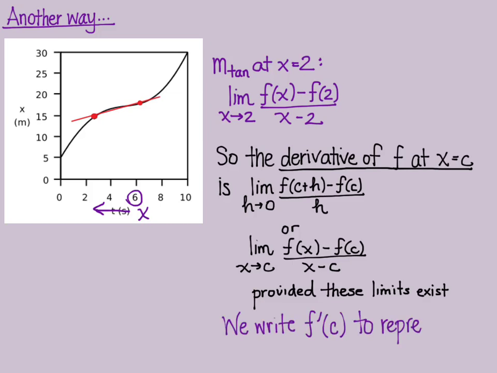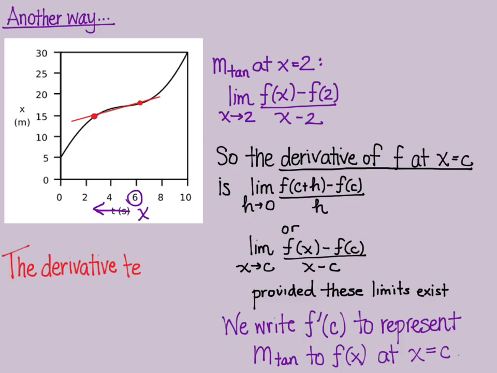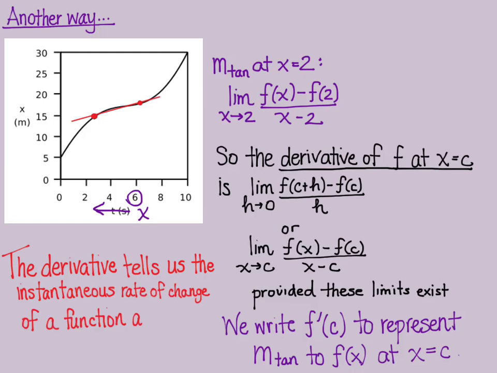We write f prime of c to represent the slope of the tangent line to f of x at x equals c. F prime of c is our notation for the derivative of f at x equals c. The derivative tells us the slope of the tangent line, which we saw earlier is the instantaneous rate of change of a function at a point. That's why it tells us the instantaneous velocity.